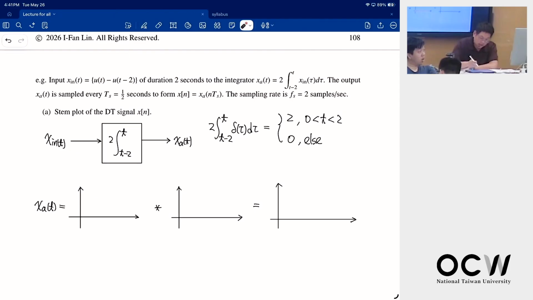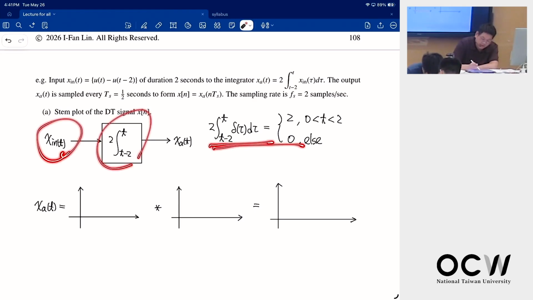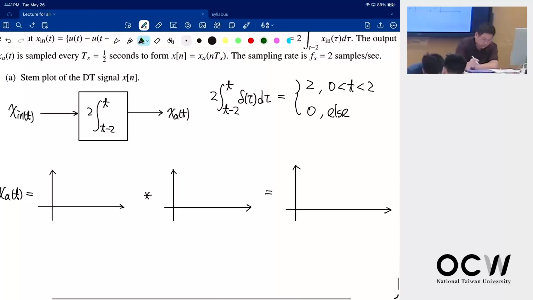So what is x_a? In the time domain, we do the convolution. In the frequency domain, we do the multiplication. But here we can do the convolution, x convolved with h. Okay, we found the h. What is h? A rectangular pulse. Okay, so this is h.